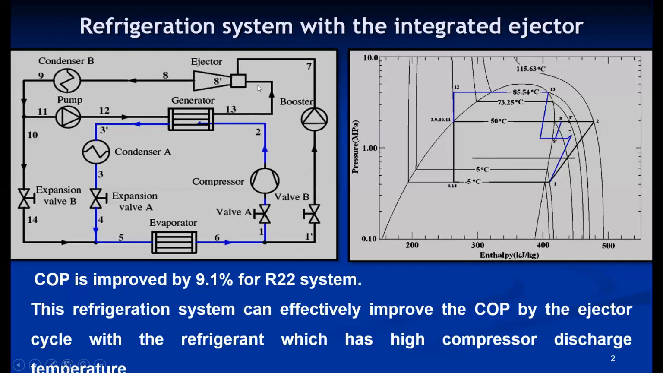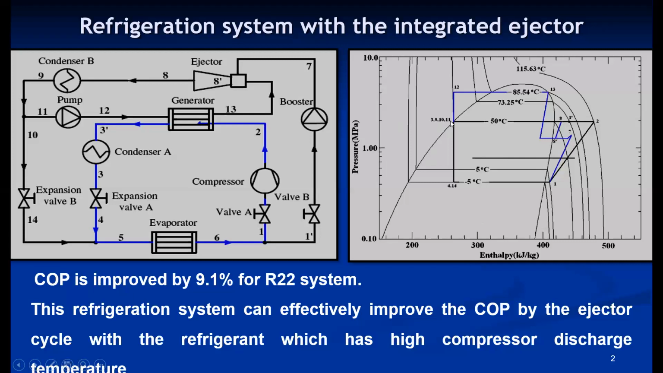Then it enters into the secondary. The pressure is slightly reduced, and at 8 dash, that is the mixing point, after mixing, 8 dash to 8 is the pressure rise in the diffuser section of the ejector. Because condenser A and condenser B work at the same temperature, 8 to 9 is condensation in condenser B. Even though these are separate condensers, they are working at the same pressure. So that is 8 to 9.